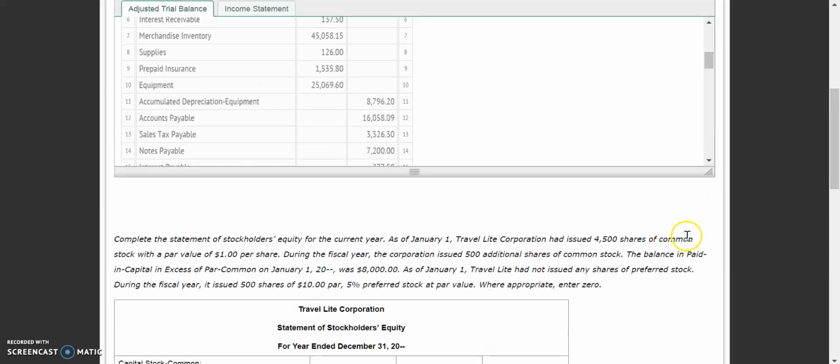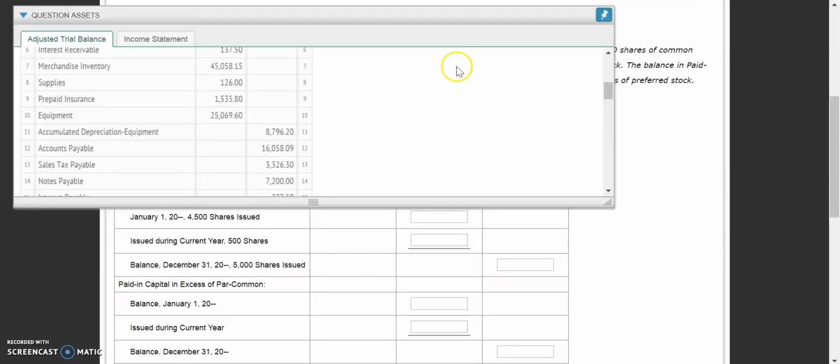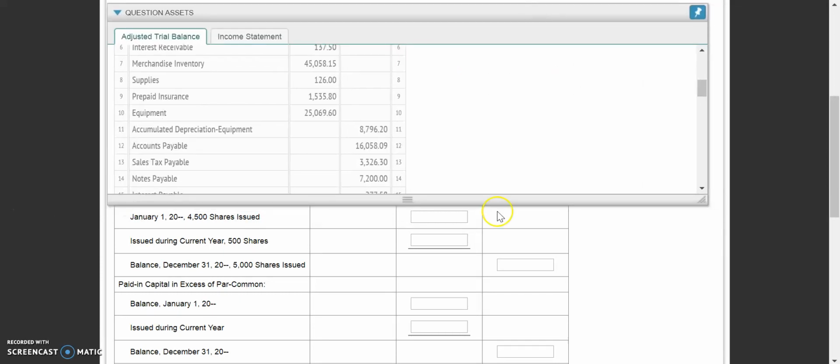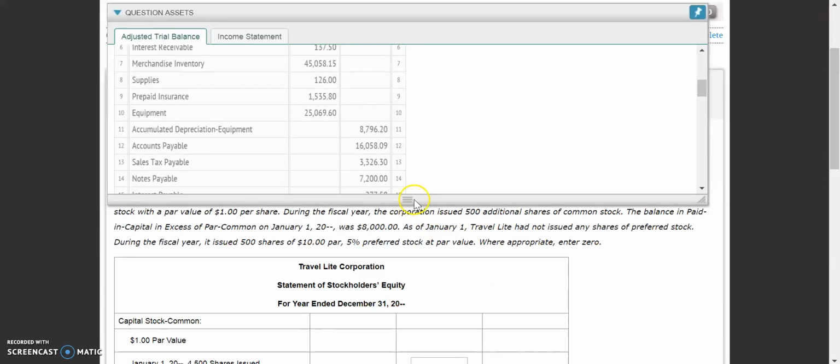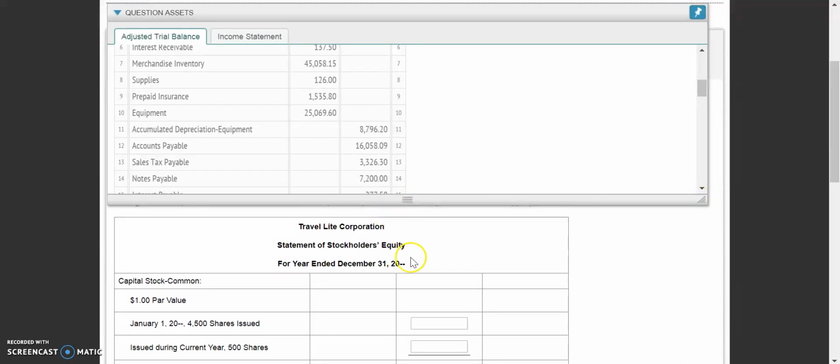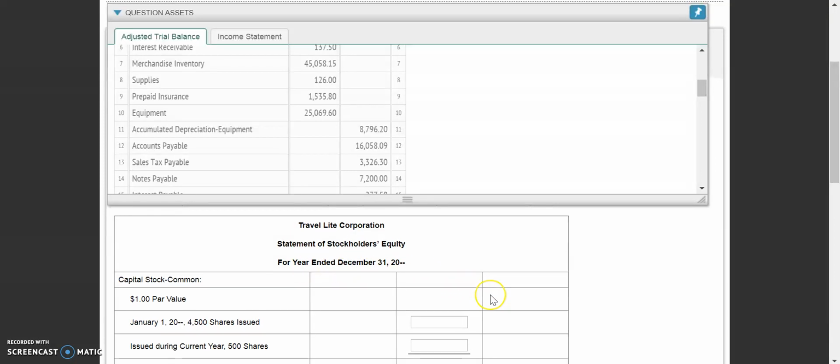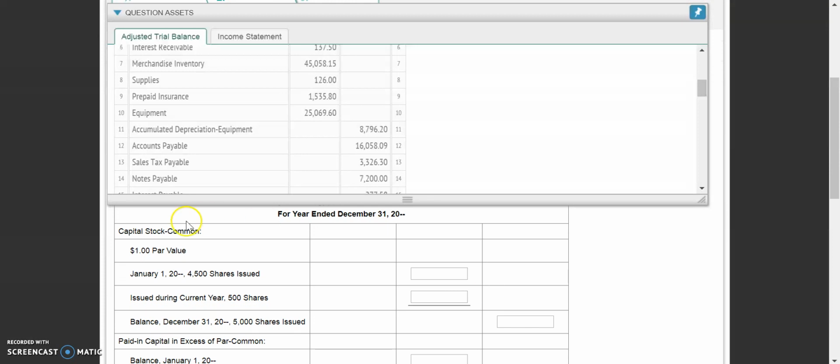Again, I'm going to adjust my question assets so I can see everything here on the screen, and scroll down a little bit. They have our heading already made for us, but it is Travel Light Corporation, our statement of stockholders' equity. A statement of stockholders' equity is done over the course of a fiscal period, so we would have year ended, month ended, etc. The first thing we do on a statement of stockholders' equity is to talk about our capital stock in terms of it being common or preferred.